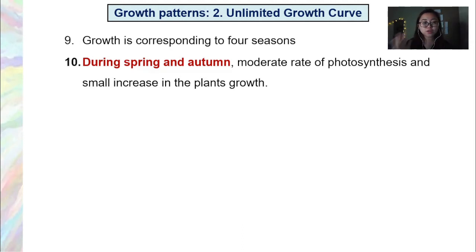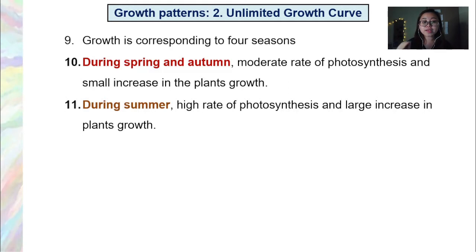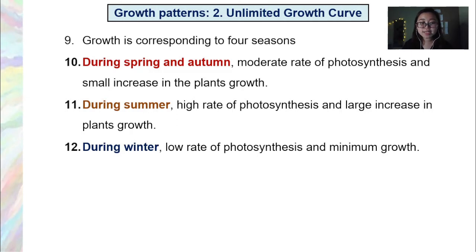So masa spring and autumn, kalau tempat yang ada 4 musim, okay, dia adalah masa untuk tumbesaran yang slow sedikit. During summer, there is high rate of photosynthesis and large increase in plant growth. Masa musim panas, tempat yang 4 musim, itulah masa yang pokok akan membesar dengan lebih cepat. Sebab banyak matahari, banyak fotosintesis, lebih cepat membesar. And during winter, there is low rate of photosynthesis and minimum growth. Musim sejuk, sikit matahari, so tidak banyak fotosintesis, sikit saja dia akan membesar. Ataupun dia tidak membesar langsung.